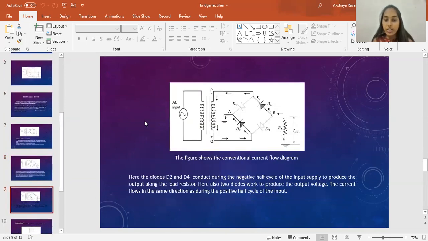The figure shows the conventional current flow diagram when the P terminal is given negative and Q is given positive. Here the diodes D2 and D4 conduct during the negative half cycle of the input supply to produce the output across the load resistor. Here also two diodes work to produce the output voltage. The current flows in the same direction as during the positive half cycle of the input.